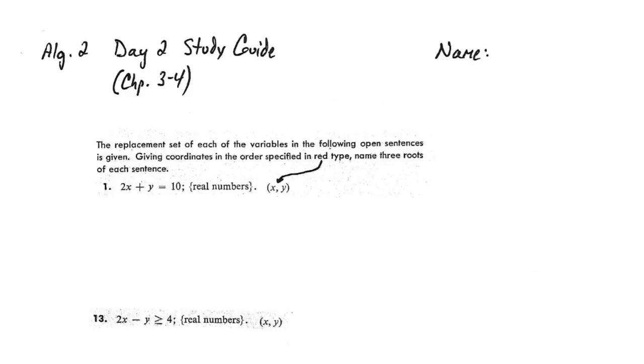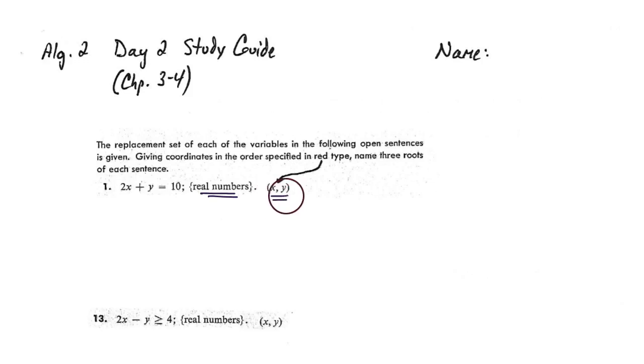Here are the answers for the Day 2 study guide over chapters 3 and 4. The replacement set of each of the variables is given. So in the first equation, we're going to use real numbers as our replacement set. Giving the coordinates in the order specified in red type, name 3 roots of the sentence.